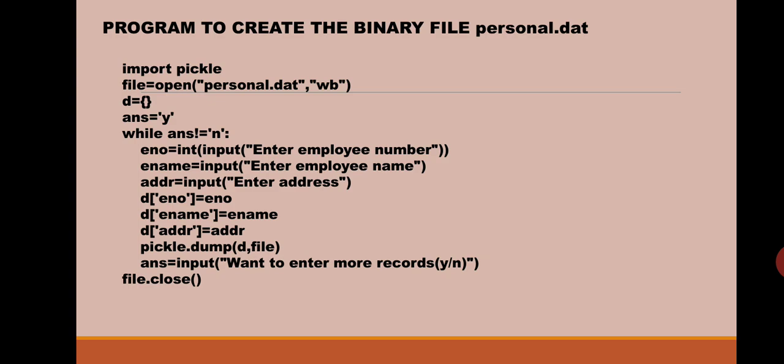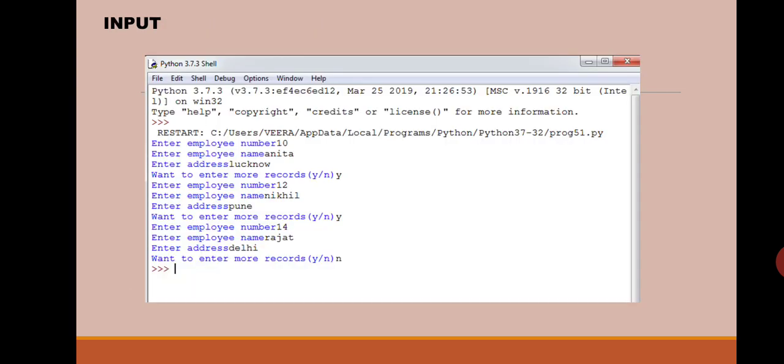Now let's see what data we have entered in this file. See, I have entered 3 records again in this file. 10 Anita Lucknow, 12 Nikhil Pune and 4 Rajat Delhi. These are the 3 records that are entered in this file.